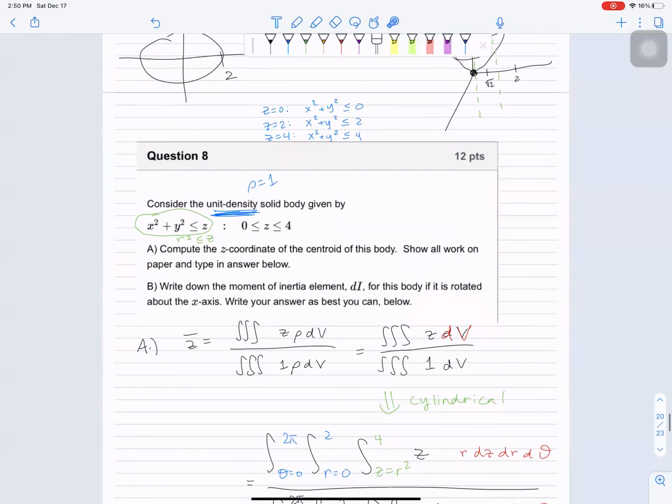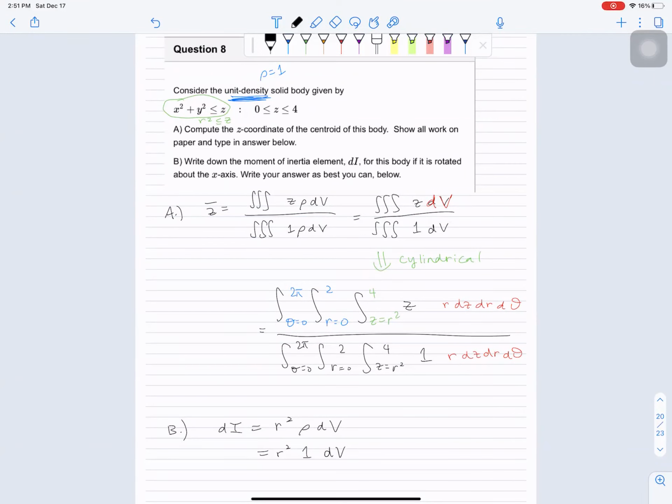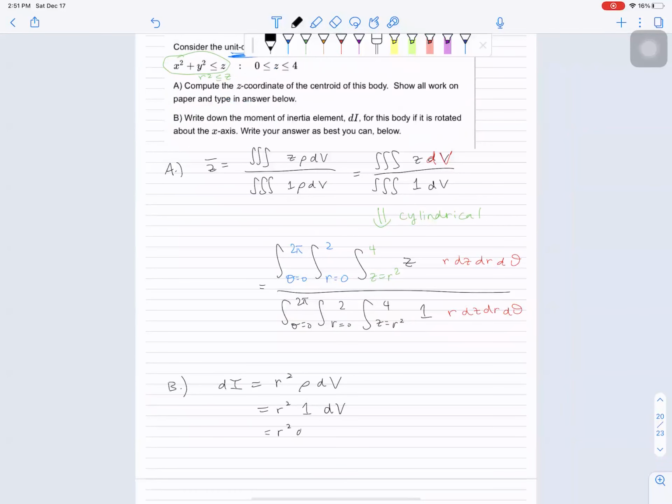Okay. Part B, write down the moment of inertia, dI, for this body if it is rotated about the x-axis. Okay. What is the formula for moment of inertia? Actually, I'm just writing the moment of inertia element. So the moment of inertia element is always r squared rho dV. What is rho in my case? Rho is 1 because I have unit density. So right now I'm looking at r squared dV.